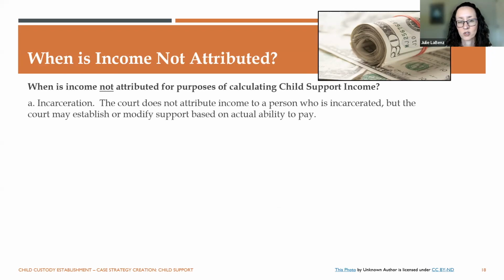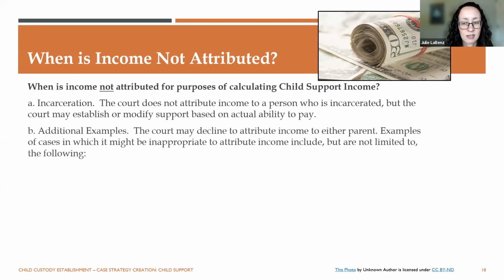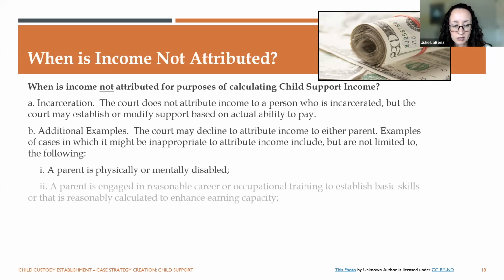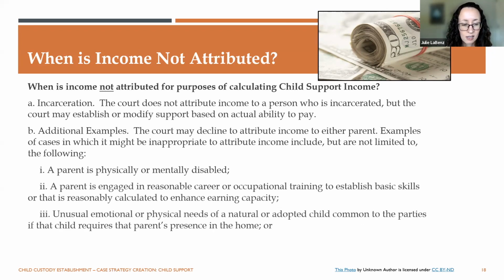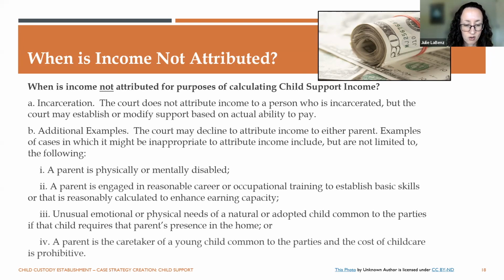Now, income is never attributed if the parent is incarcerated, or if the parent is physically or mentally disabled, the parent is engaged in reasonable career or occupational training, or there are unusual emotional or physical needs of a child in common to the parents that require the parent's presence in the home, or the parent is a caretaker of a young child common to the parties and the cost of childcare is prohibitive. So this is when income would not be attributed: in these 5 circumstances, including incarceration.